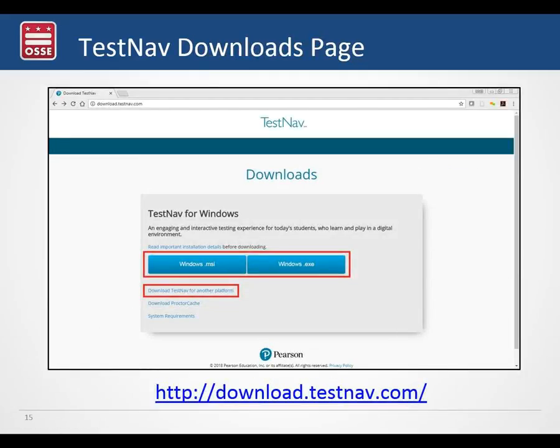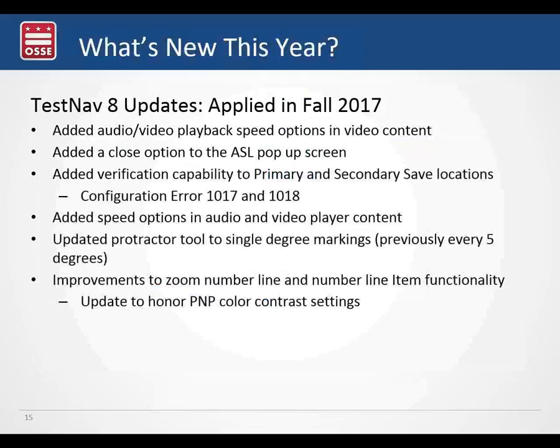So here is that download.testnav.com page, and you can see when I went to the screen, it recognized right away I was using Windows. If you are using a Mac, it would recognize that you were using a Mac. If you do need to download TestNav for another platform, if you're using a system that's recognizing it as something else, you can always click that, download TestNav for another platform, and switch platforms. But all is available at download.testnav.com.